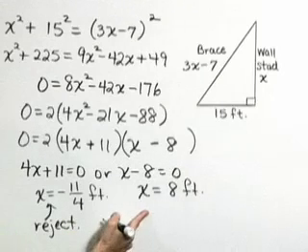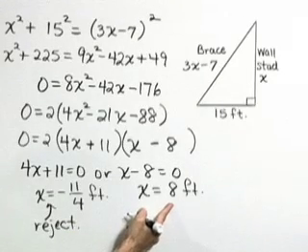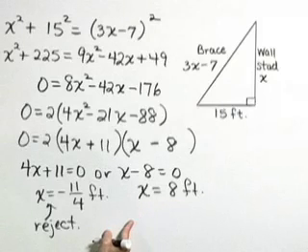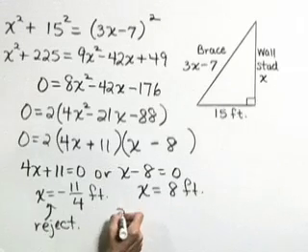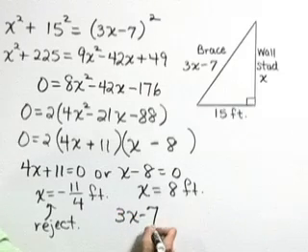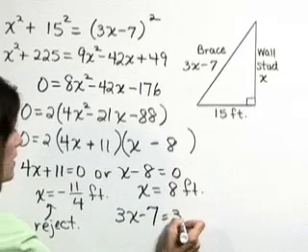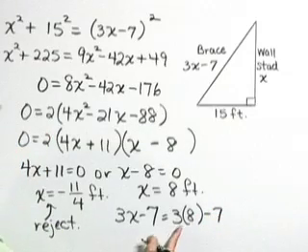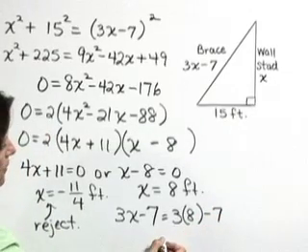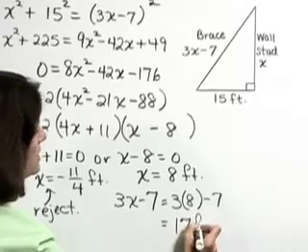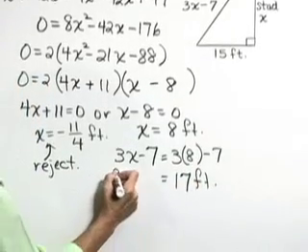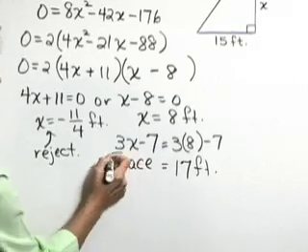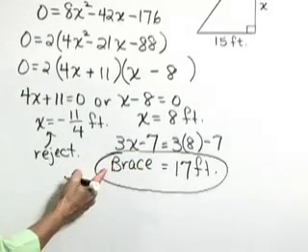For our other solution, if x is equal to 8, remember that x is the length of the wall stud, but we want to find the length of the brace. The brace we defined as 3x minus 7. That's a 3 times 8 minus 7, 24 minus 7, or 17 feet for the length of that brace. So we have our solution, the brace at 17 feet.